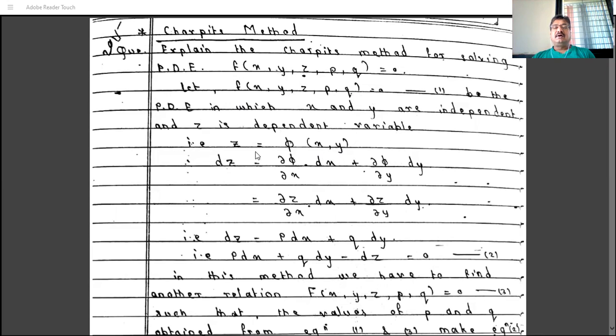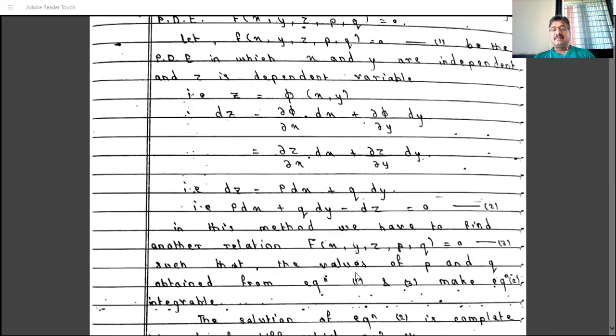And dz is what? dz = ∂z/∂x dx + ∂z/∂y dy. That is the derivative of z. dz is ∂z/∂x dx, because z is a function of x and y, plus ∂z/∂y dy. And we know that ∂z/∂x is small p, and ∂z/∂y is small q. So this is a differential equation of the type p dx + q dy - dz = 0.